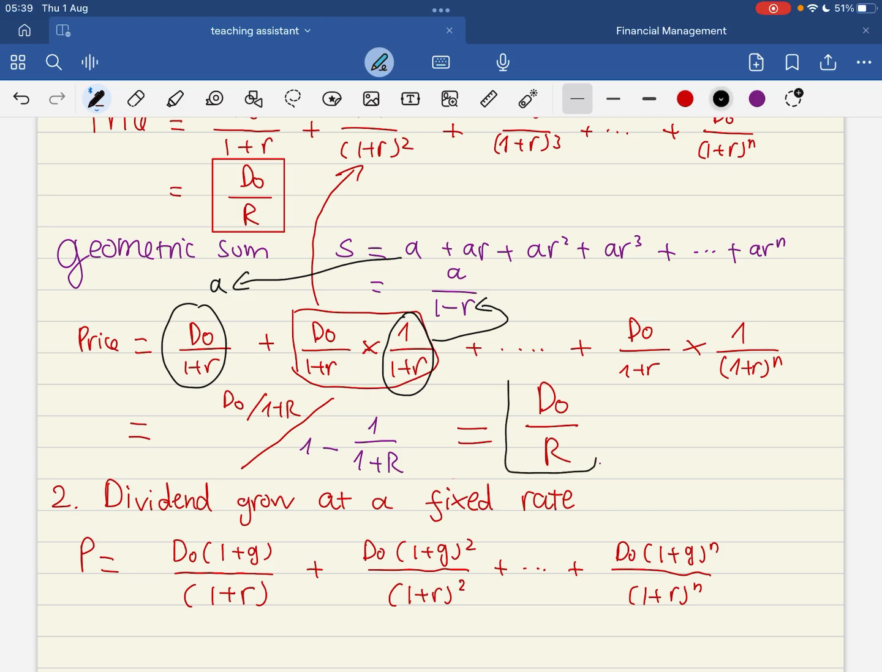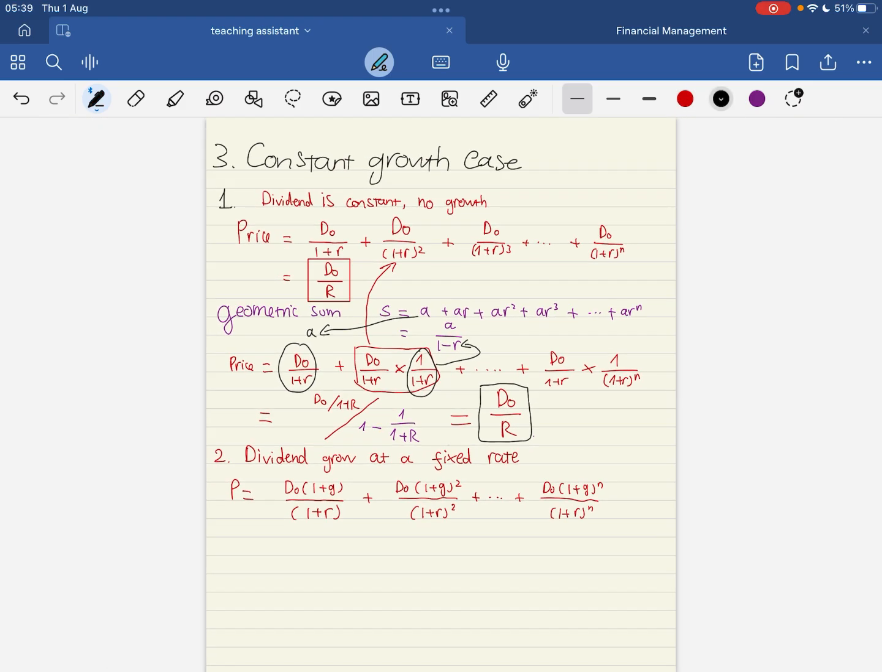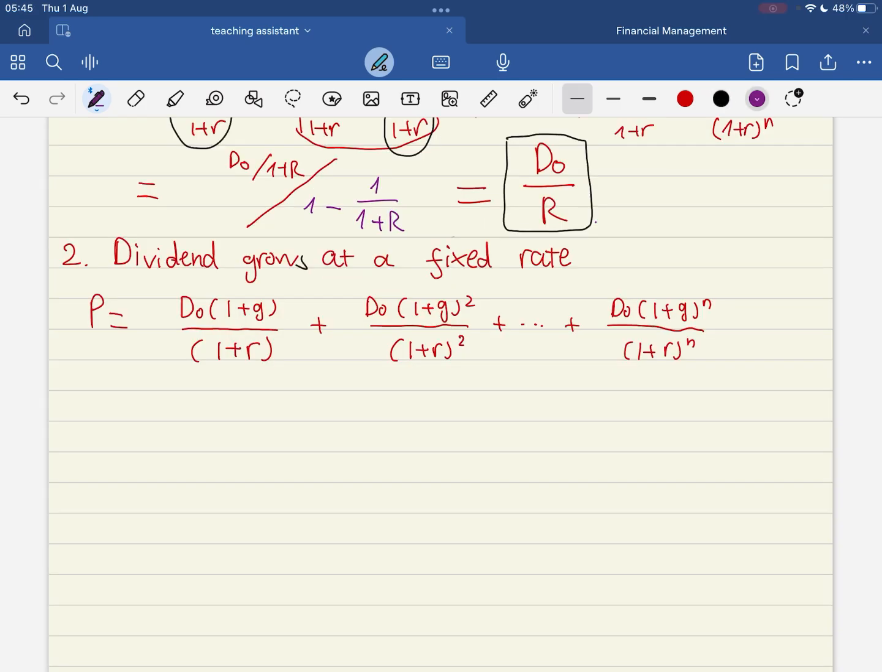So this is the way I use to find out the price of a share in the case where the dividend is constant and there is no growth. So what about now? What if the dividend grows at a fixed rate? What do I mean by a fixed rate? So let's say you buy a stock at the current time, and at the current time, the stock pays a dividend of $1. And the growth rate is 10%, which means every year the dividend will increase by 10%.